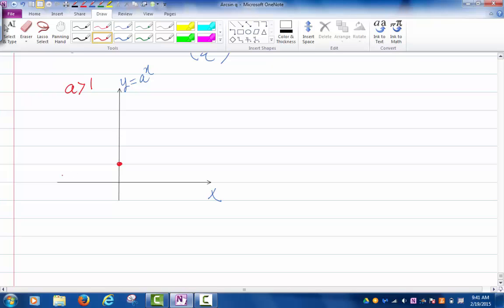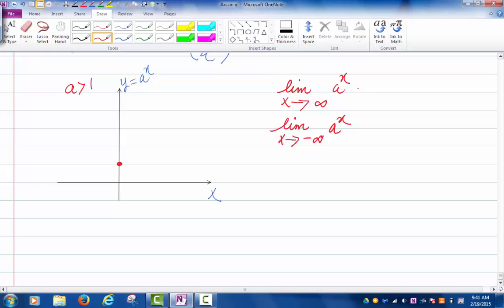Well, I forgot to address two more things. One is, in this case, what's the limit as x goes to infinity of a to the x, and what's the limit as x goes to negative infinity of a to the x? What are these limits?